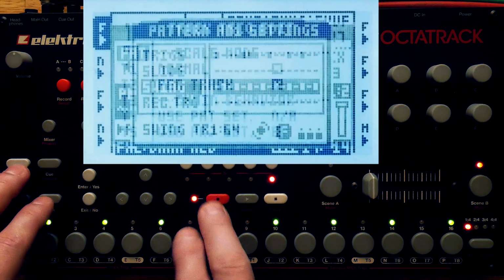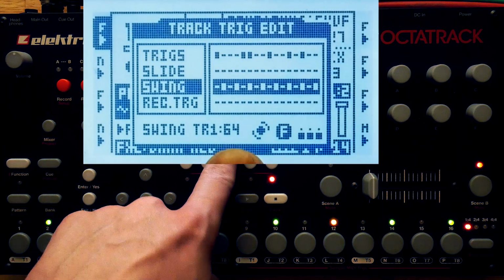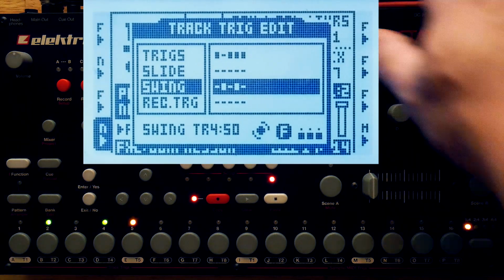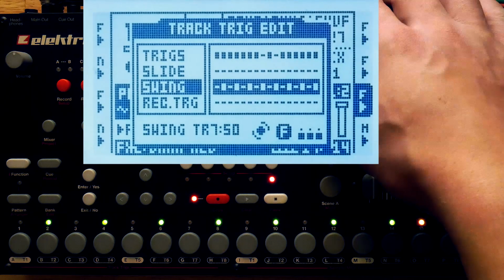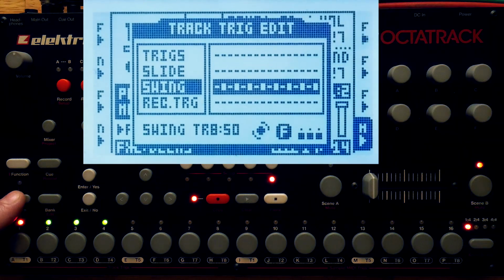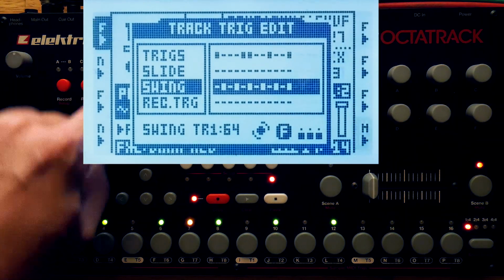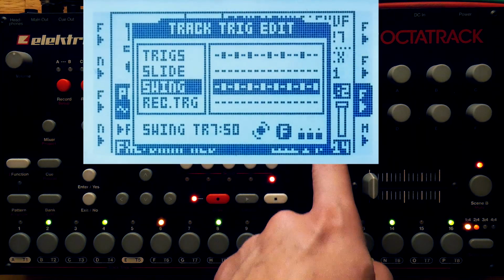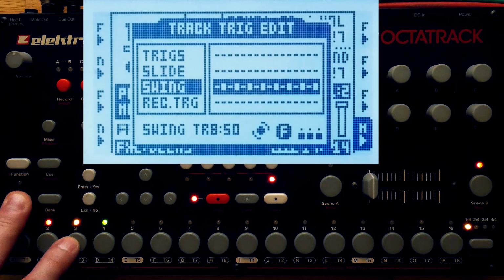Part of what gives this track its rhythmic feel is a bit of slightly different swing values on some of the tracks. Some of the tracks aren't swung at all, though. And also on the percussion track, a few of the key trigs are slightly micro-timed.